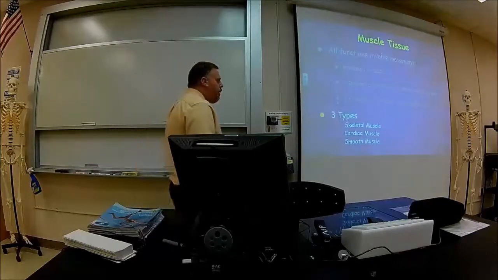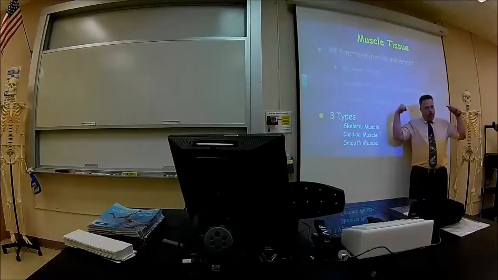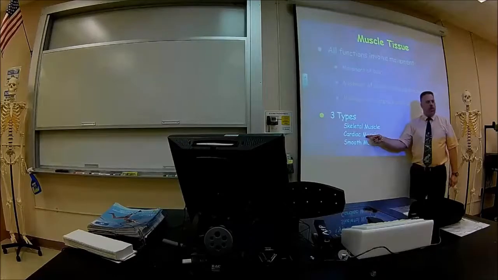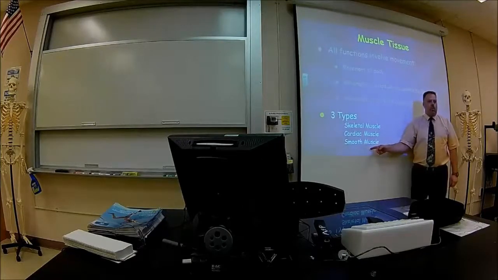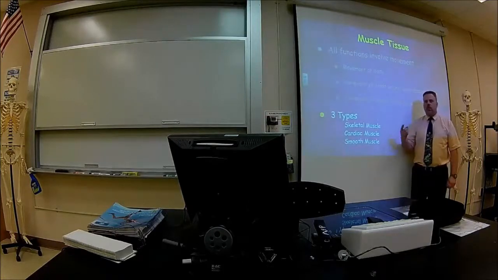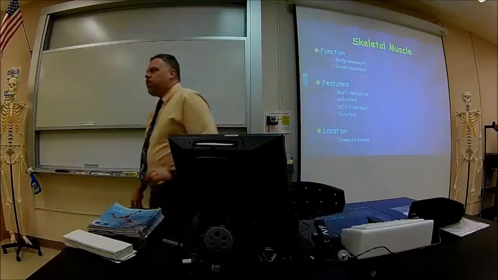Okay? So the three types is this. Skeletal muscle, which is the muscles that most people think about. It's connected to the skeletal system. Cardiac muscle, which is obviously the heart itself. And the smooth muscle is what students usually forget, because that's muscle around all these internal organs, around the blood vessels, the urinary bladder, the uterus, the digestive system, and so forth. Okay? All right, so let's talk about the first one, skeletal muscle.